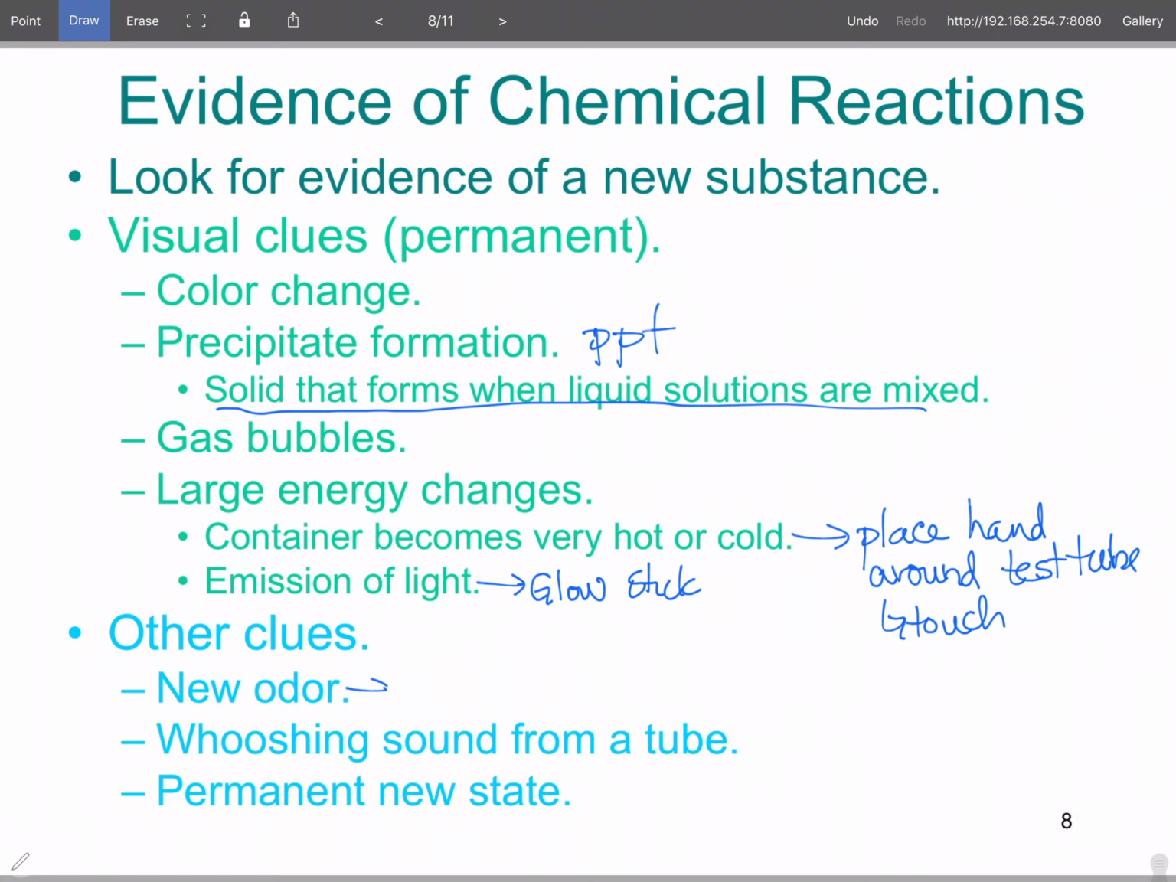Other clues, sometimes you have a new odor, sometimes it smells good, and sometimes it stinks. Whooshing sound from a tube. If the gases form very, very quickly, then oftentimes it goes quickly and you just hear a sound. Okay. And in other cases, you can have a permanent new state.